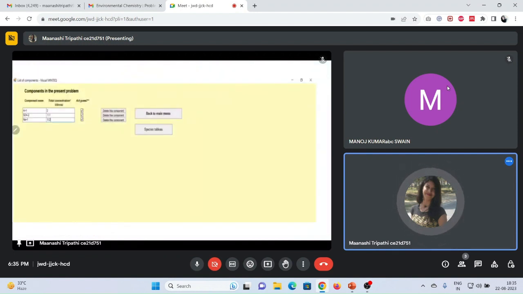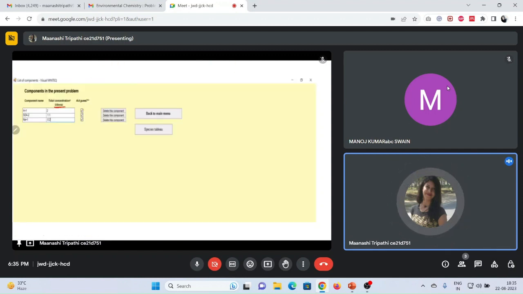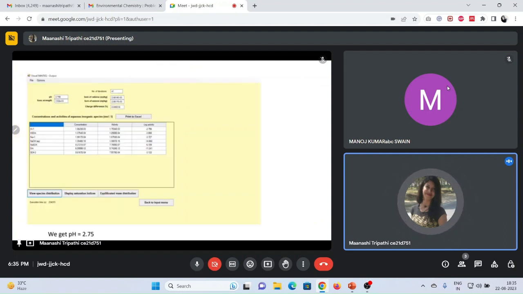So we will put all these values in Visual MINTEQ. This is given in millimolar concentration. Our one was in molar concentration, but this is given in millimolar concentration. So that is why H plus how much are we keeping? 2, sulfate 1.1 and sodium 0.2. And when we solve this, we will get our result. How much H plus is coming? 1.86 into 10 raised to power minus 3.